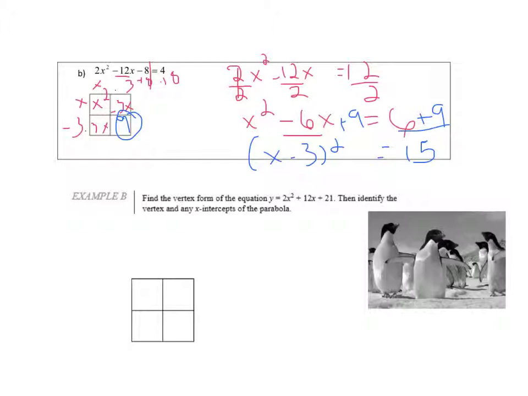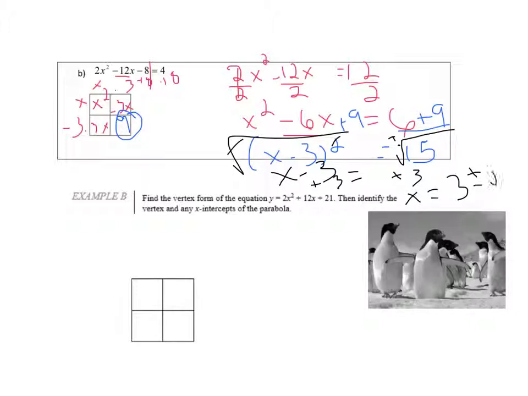Then that's the square, so let's square root. Cancel that out. I get x minus 3 equals the square root of 15, positive, negative. Add 3. Add 3. So my answer is 3 plus or minus the square root of 15. And that will give me 2 answers if I put it in the calculator.